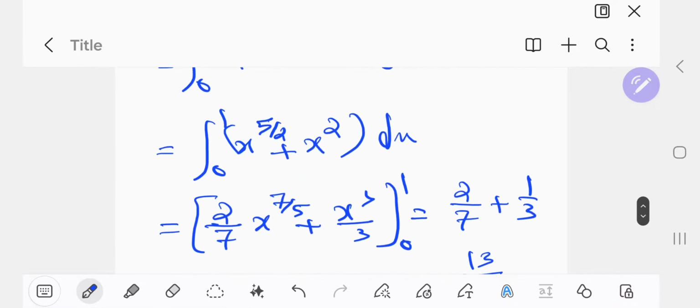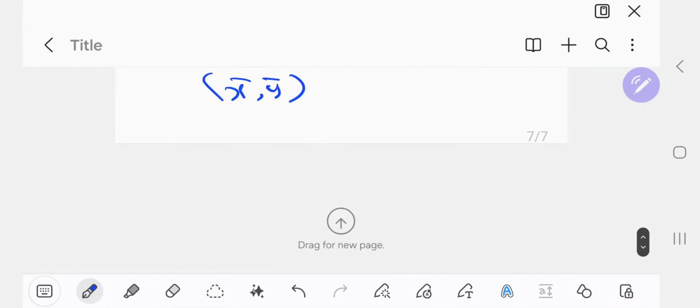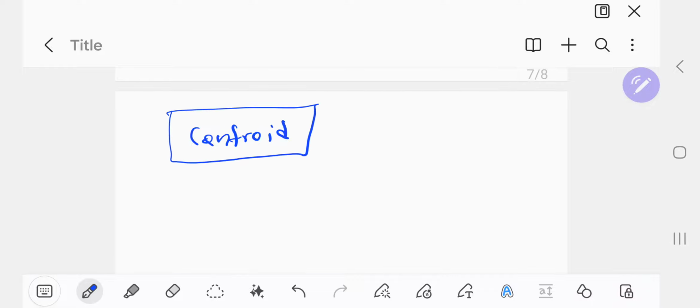So this kind of problem you can expect. Additionally, the centroid is a special case of the center of gravity. Centroid-finding questions you can also expect. Okay, so study this portion as well. This is also included for your examination. All the best for your exams.